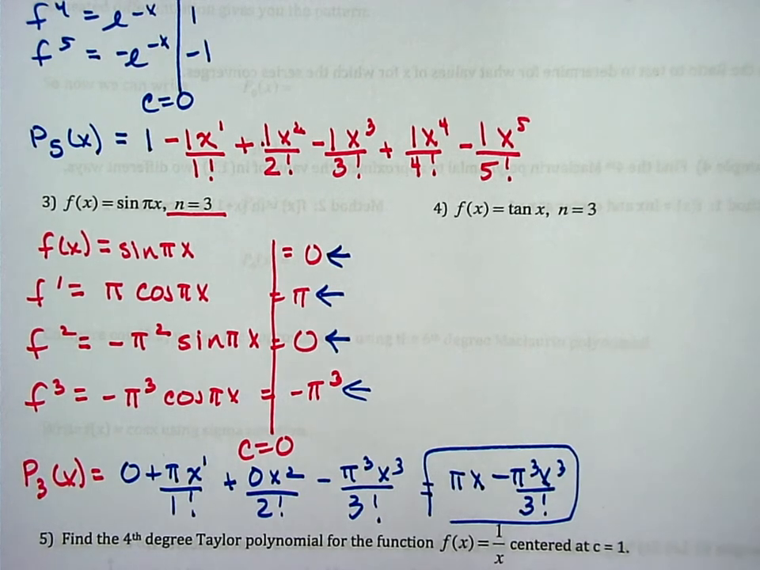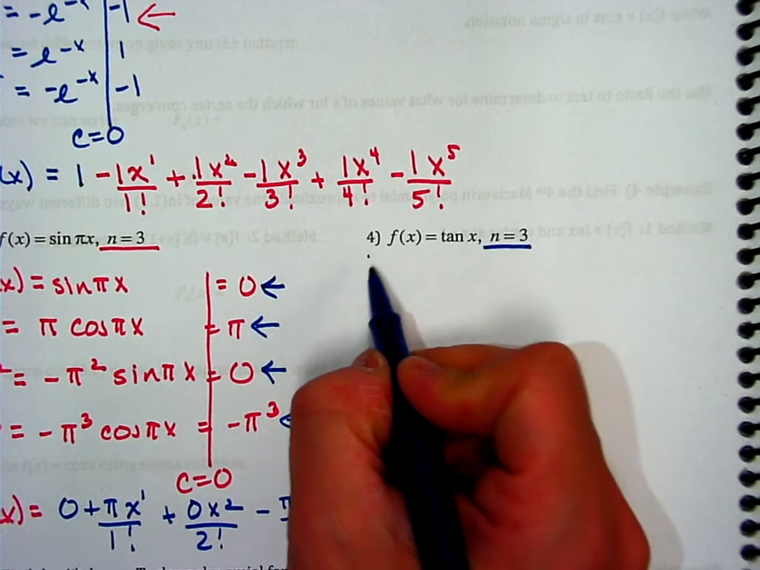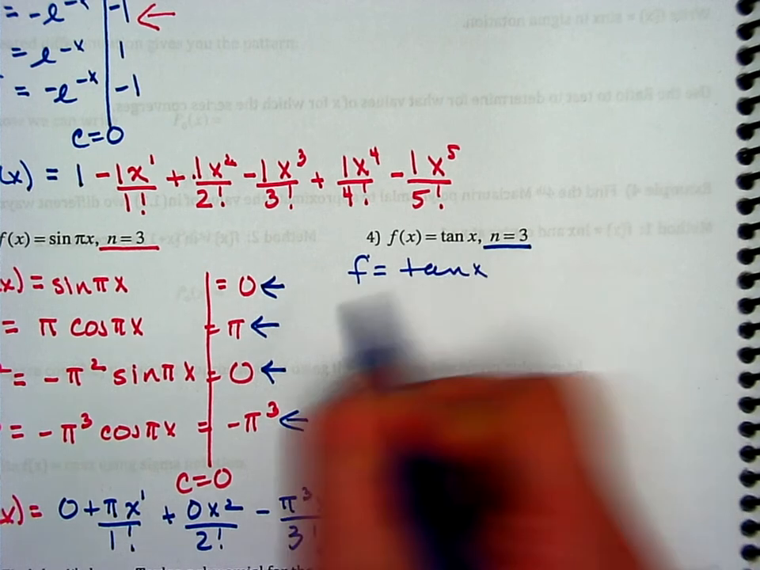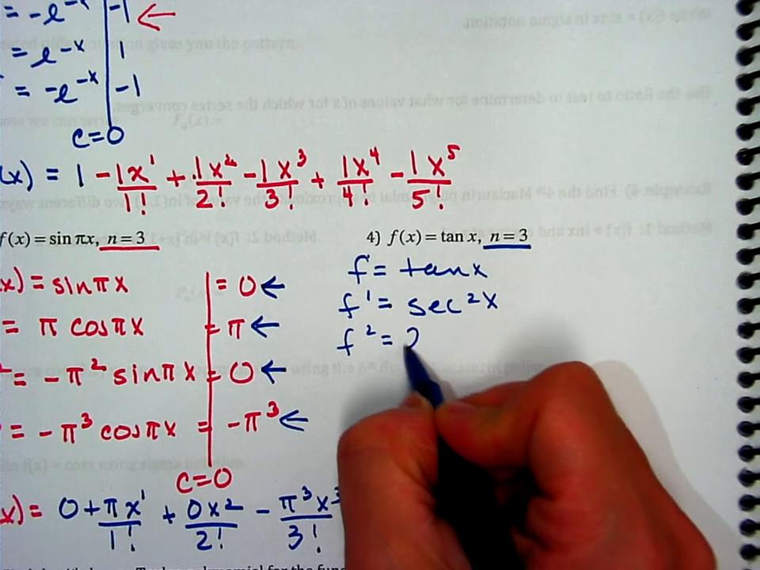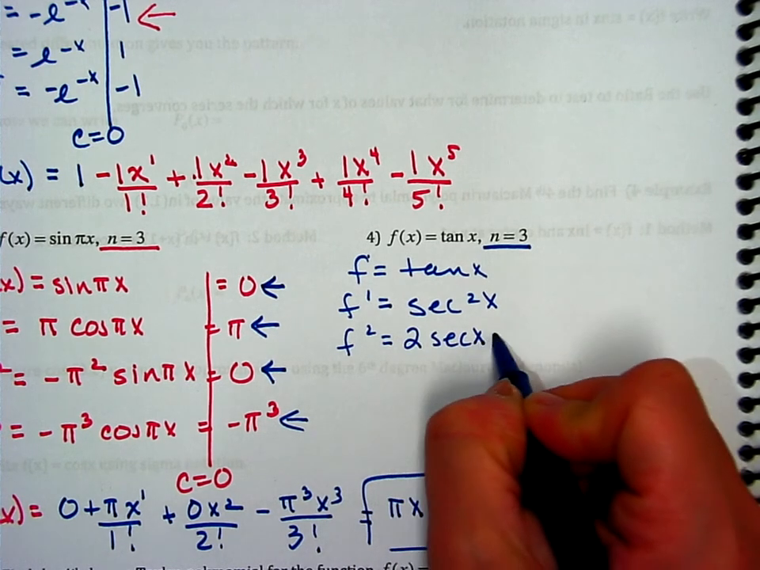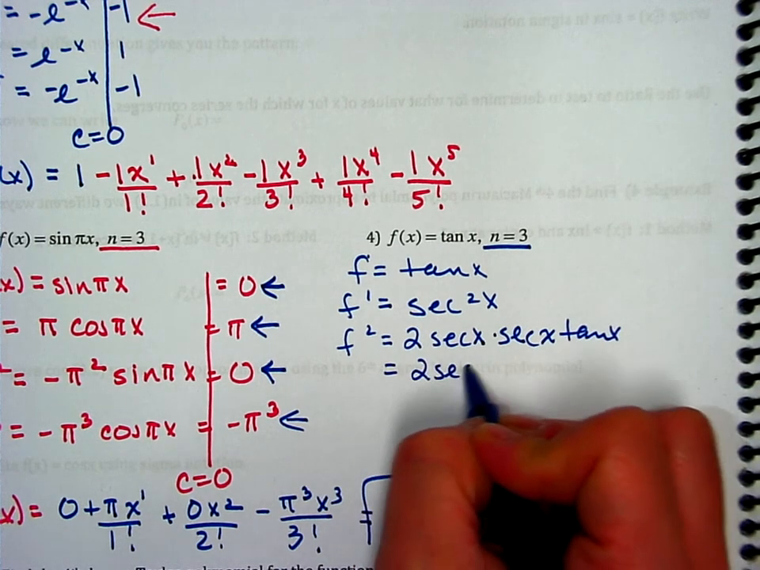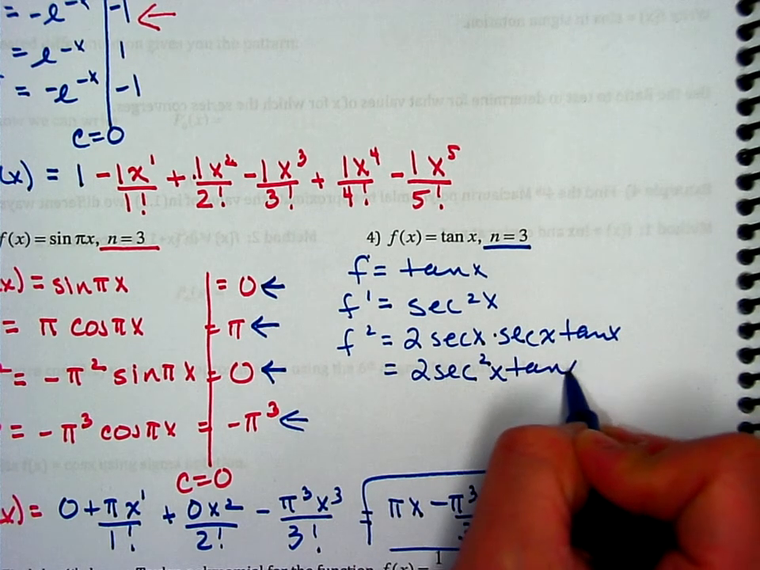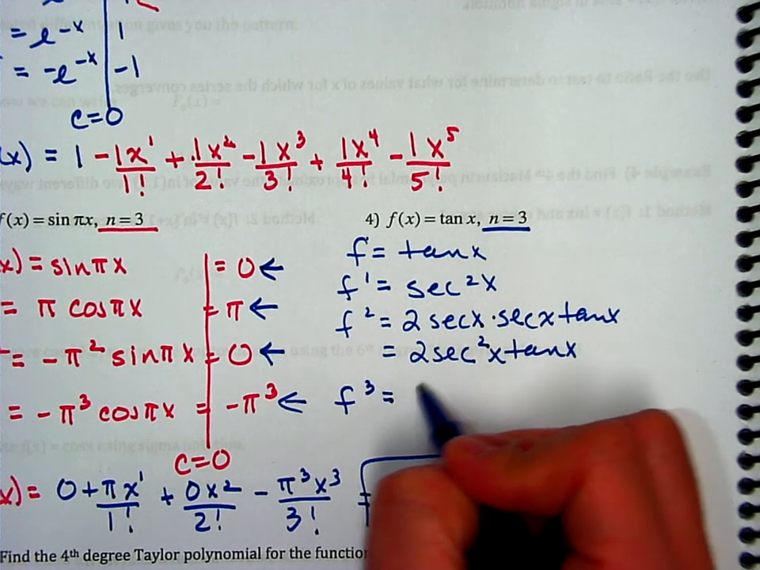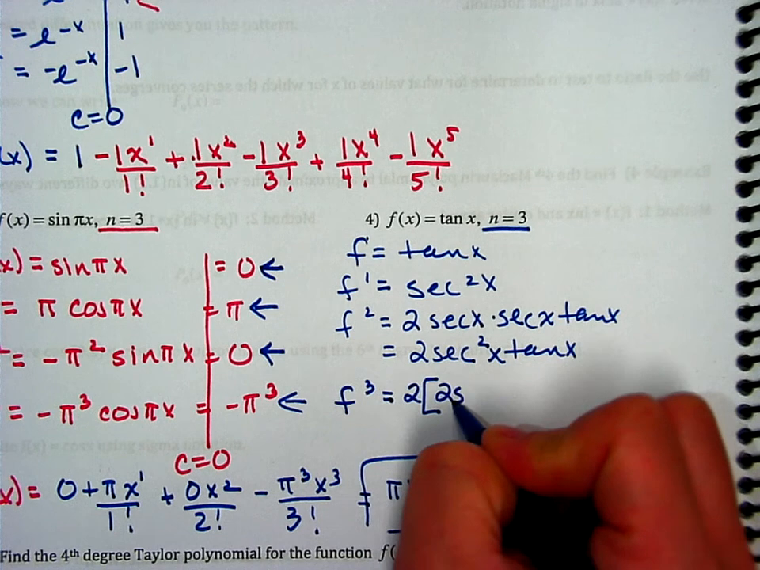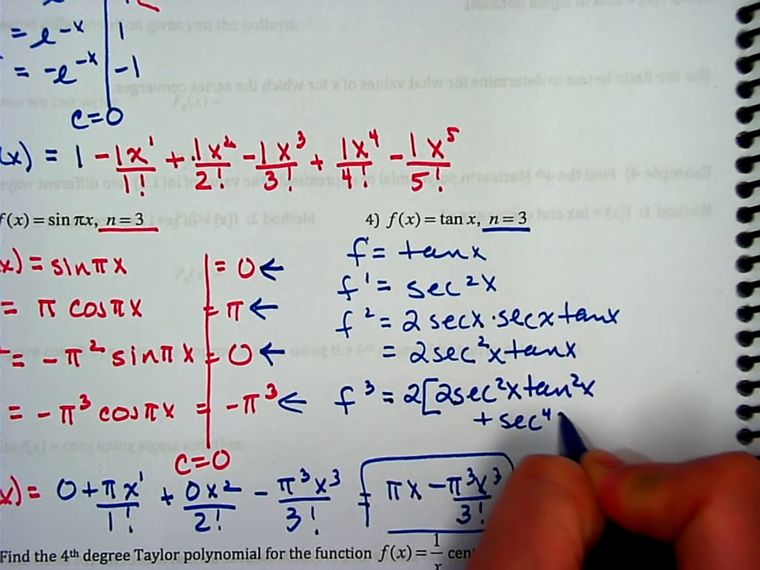Let's try one more, going back to number 4. Okay, I'm going to come up with a 3rd degree here as well, so I will need to start with the function, and I will need to come up with the first 3 derivatives. Second derivative, bring down the 2, reduce the power by 1, chain rule, secant x, tangent x. I would probably simplify to this, 2 secant squared tangent x, in order to get to my next derivative. The 3rd derivative, you will have to use the product rule. I'm going to pull out the 2, and if you use the product rule correctly, it should look like this, plus secant to the 4th x.